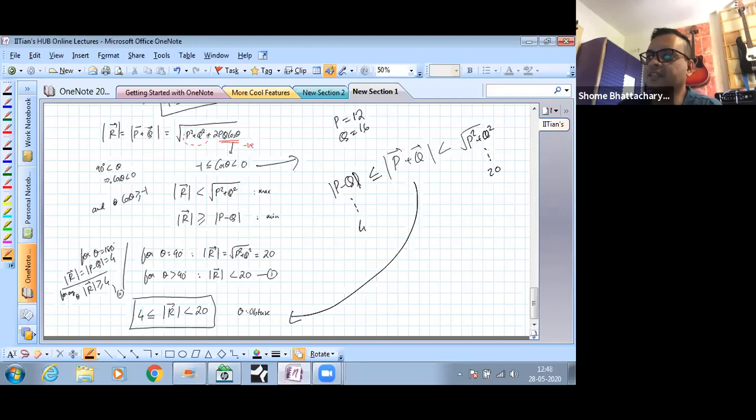So when is the resultant the minimum possible value? That is when cos theta is the minimum, which is -1. So when cos theta is -1, you can see this is root of P square plus Q square minus 2PQ. That is the time it will become 4.